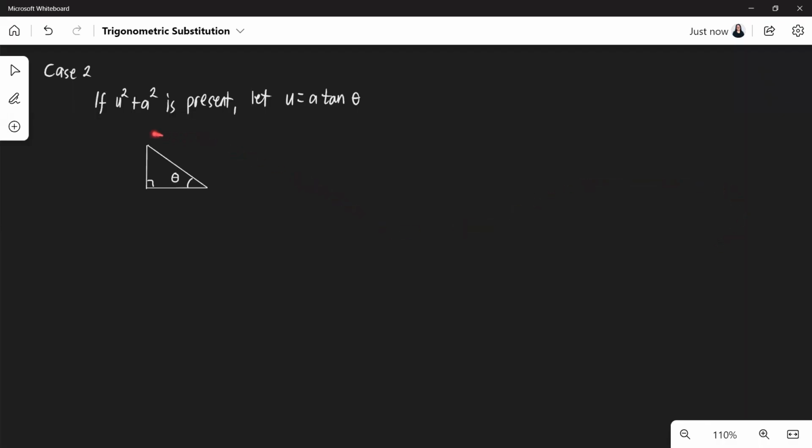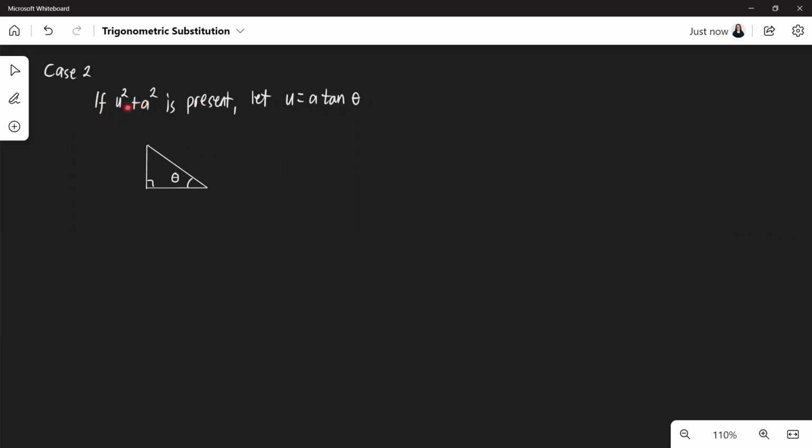So case 2 of trigonometric substitution. If this is present, u squared plus a squared (case 1 was u squared minus a squared), then let u be equal to a times tangent theta. Why tangent? Because of u squared plus a squared.